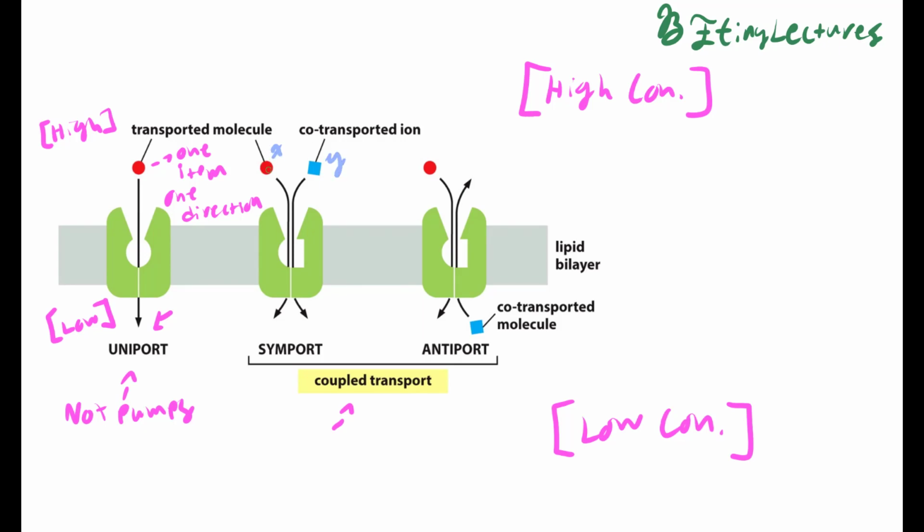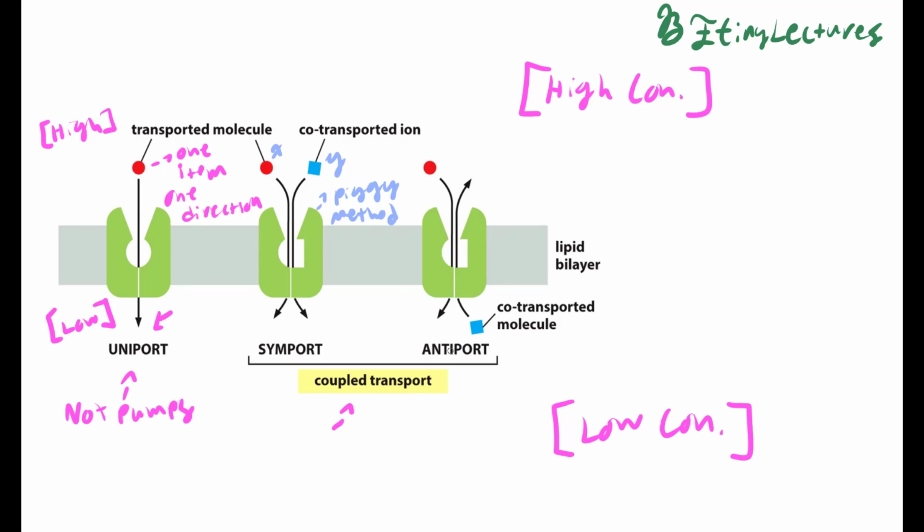Now, when X goes from the high concentration into the low concentration, it allows this transporter to open. And when this transporter opens, item Y can also enter the cell. So this is kind of like the piggyback method. And a good example of this, which we'll talk about later, would have to be the sodium and glucose co-transporter.